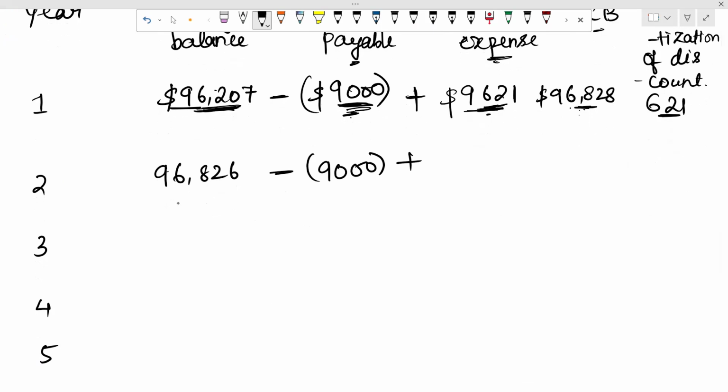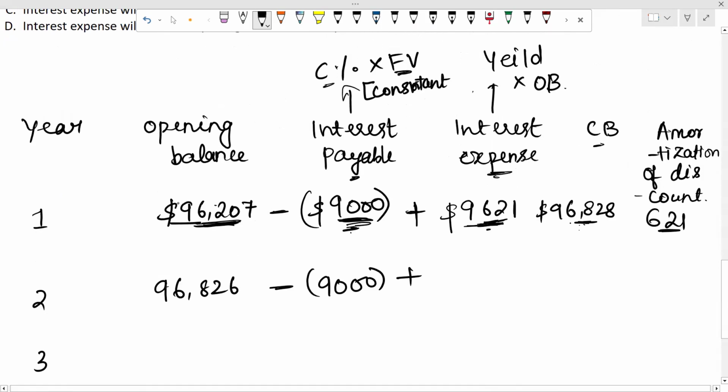Plus, we have to calculate interest expense. How to calculate interest expense? It is yield into opening balance. What is the opening balance? 96,826. What is yield? 10%. So what will be the interest expense? 10% of 96,826. We get 9682.6, but we can write it as 9683. We are rounding it to the nearest digit.